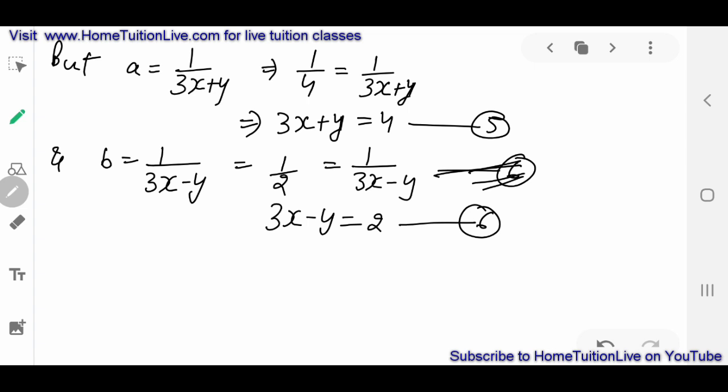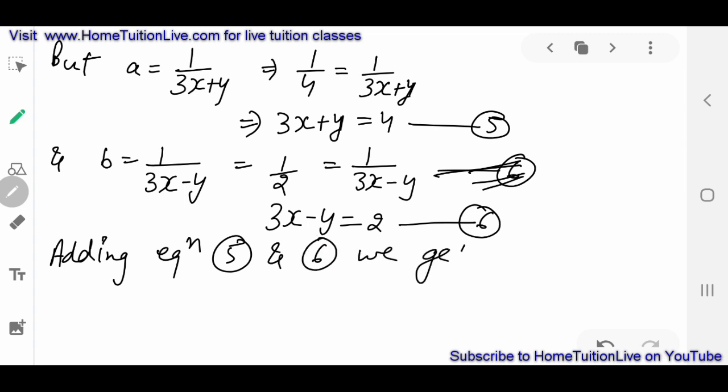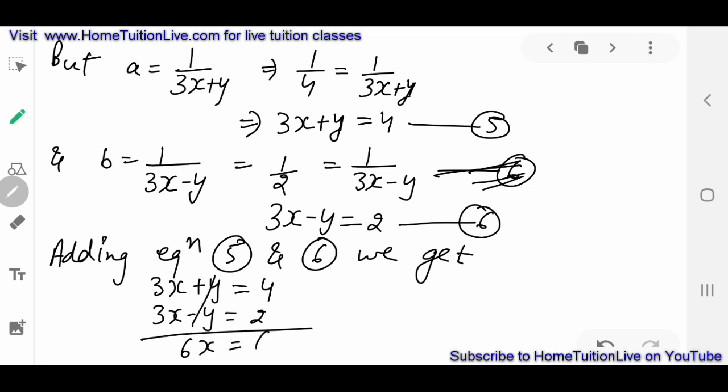Now we will add these equations 5th and 6th and find the value of x and y. Adding equation 5 and 6, we get 3x plus y equals to 4, 3x minus y equals to 2. When we add, we get 6x is equal to 6, x is equal to 1.